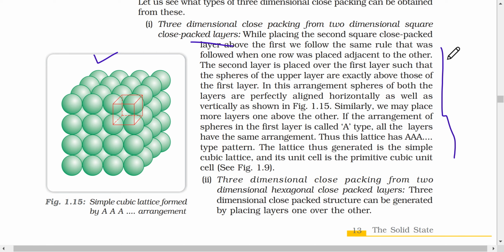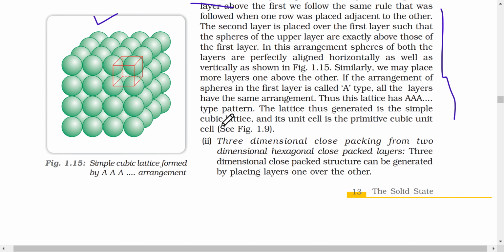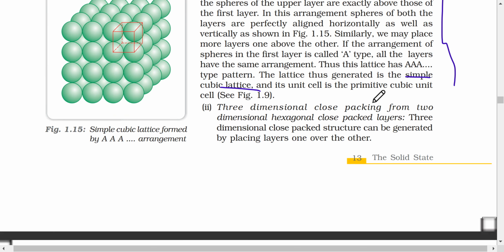The second layer is placed over the first such that the spheres of the upper layer are exactly above those of the first layer. In this arrangement, spheres of both the layers are perfectly aligned horizontally as well as vertically. Similarly, we may place more layers one above the other. If the arrangement of spheres in the first layer is called A, then all the layers will have the same arrangement. Again, A type pattern. Fine. This generates a simple cubic lattice, fine, and its unit cell is the primitive cubic unit cell.